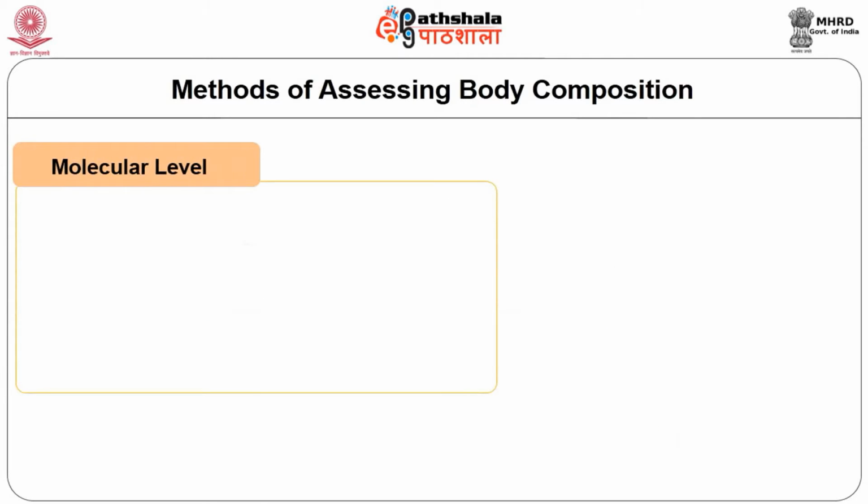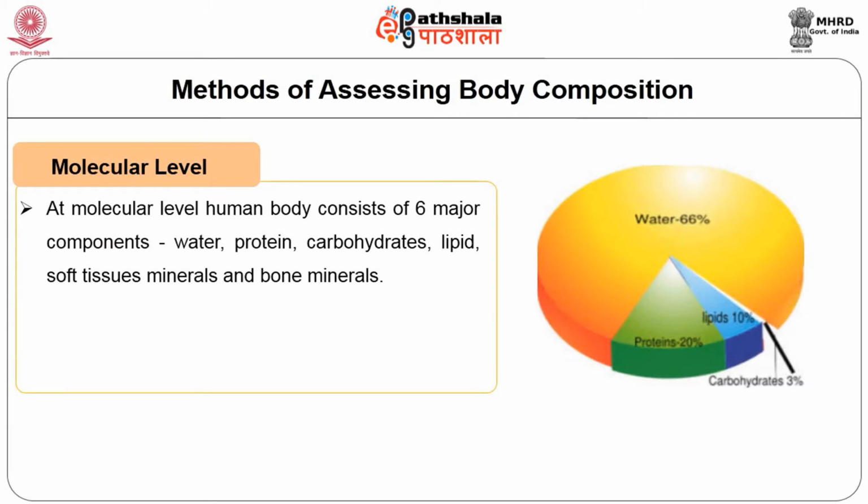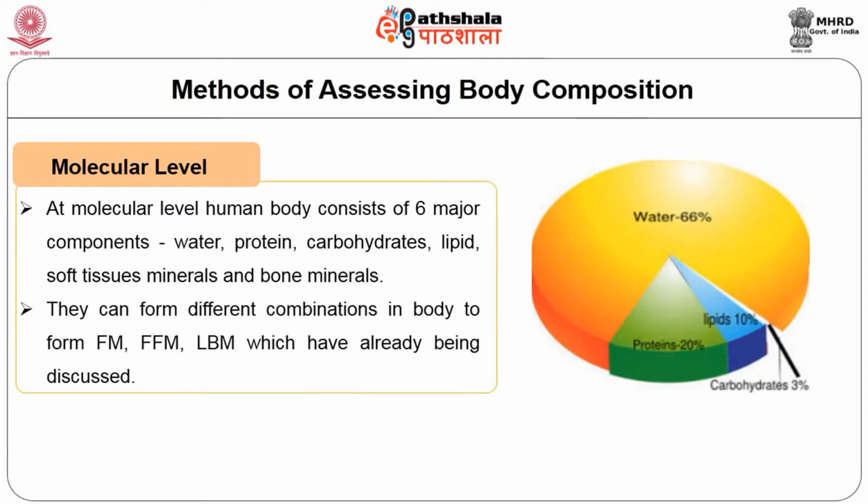At the molecular level, the human being is divided into 6 major components: water, protein, carbohydrate, lipid, soft tissue minerals and bone minerals. They can form different combinations in the body to form FM, which is fat mass, fat free mass, and lean body mass, which we have already discussed. Now these are gender, age based and specific to nutritional status also.